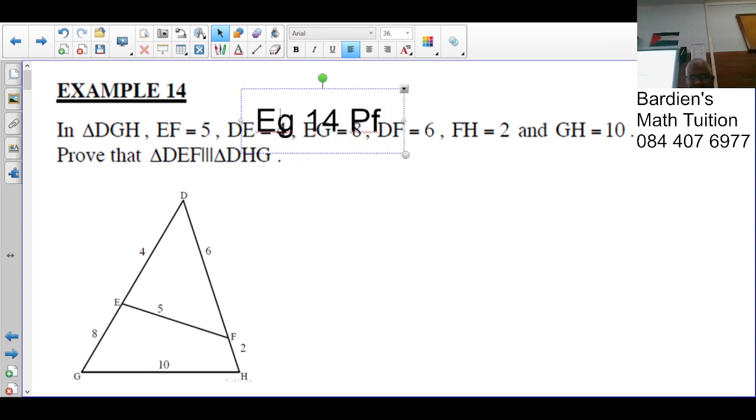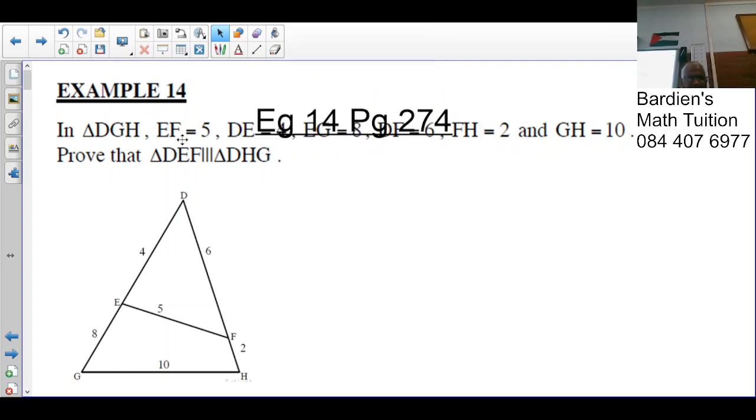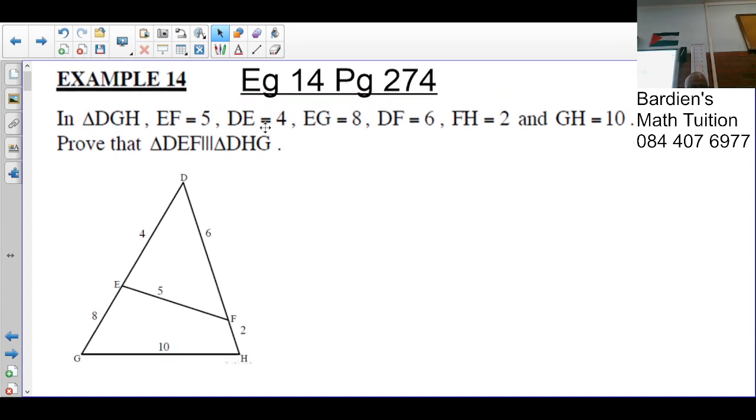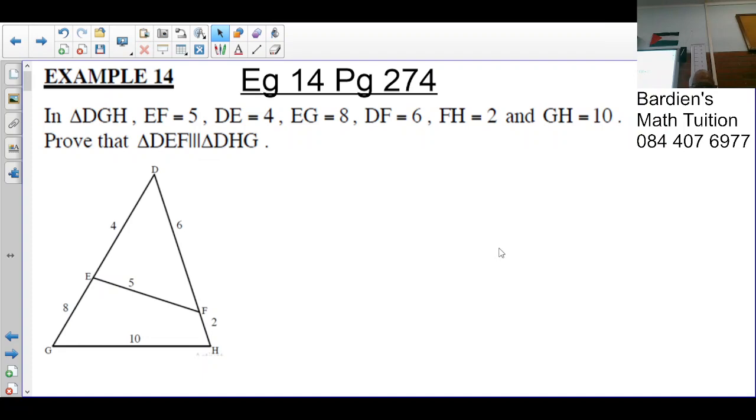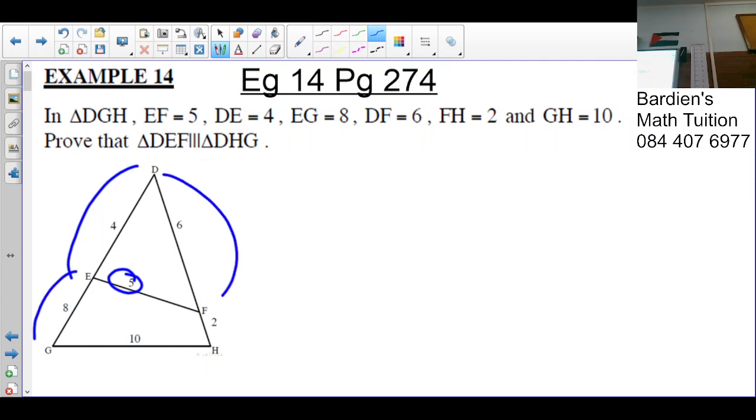Example 14, page 274. So here we are told that in triangle DGH, which is the big triangle, okay? They always reference the big triangle first. We are told that EF is 5, DE is 4, GE is 8, BF is 6, and FH is 2, and GH is 3.